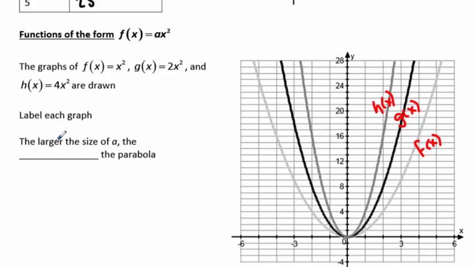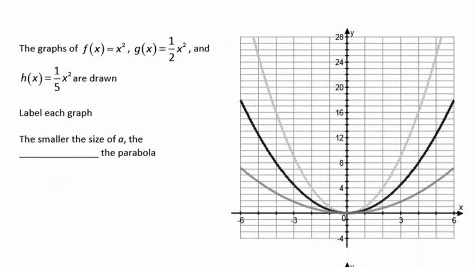Okay. Now, the larger the size of a, if a is 1x squared or 2x squared or 4x squared, the larger the value of a, the narrower the parabola looks. So the narrower the parabola. Let's look at the next page. 3 more graphs here. We want to identify x squared, 1/2 x squared, and 1/5 x squared.